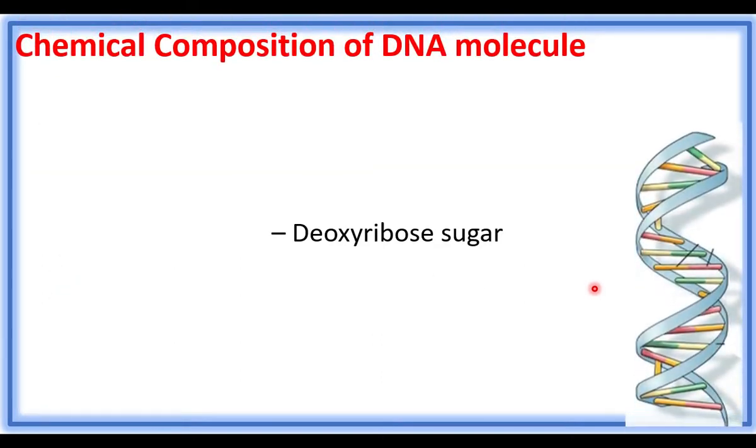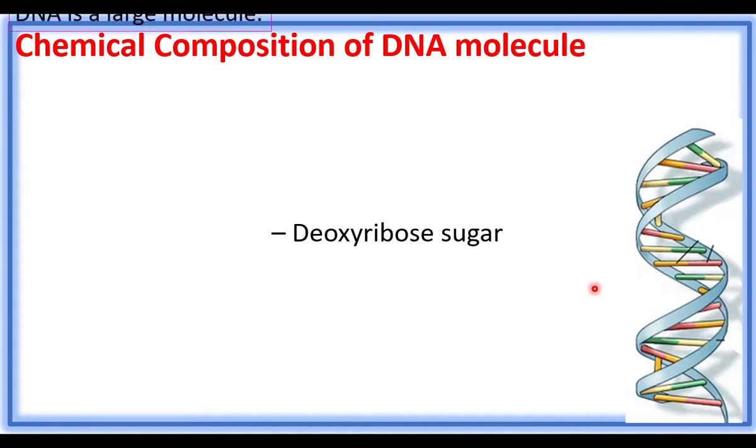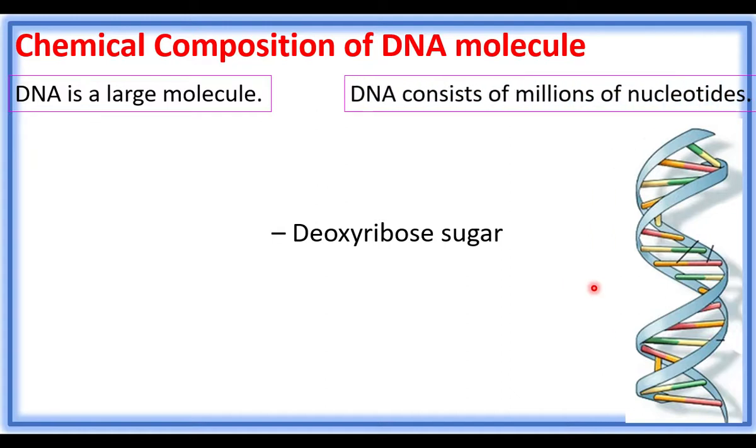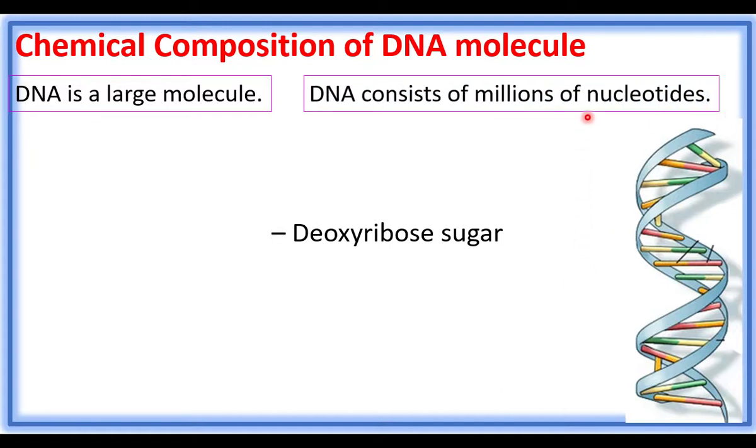When we see the chemical composition of DNA, it is made up of three components. DNA is a large molecule. It consists of millions of nucleotides. Nucleotides are the building blocks of DNA. Look at this diagram. Here we can find steps. DNA is a twisted ladder like structure. Each step like thing is a nucleotide.